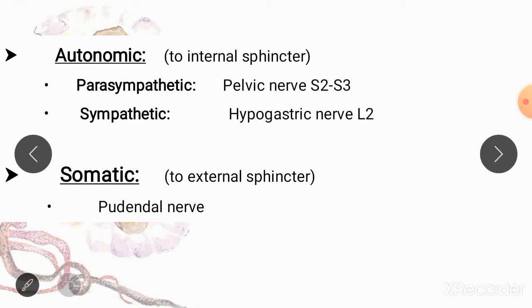So your autonomic nervous system supplies the bladder wall and the internal sphincter. It comprises parasympathetic and sympathetic nerves. First, we have the parasympathetic nerves, which arise from the S2, S3 segment of your spinal cord. These nerves are also known as pelvic nerves. So P for parasympathetic and P for pelvic. ये आपने याद रखना है. Your parasympathetic nerves arise from S2 and S3 and are also known as pelvic nerves.